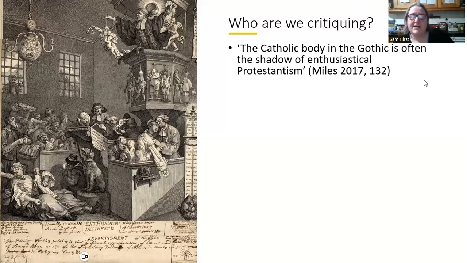So in other words, the Catholic can be a stand-in or simply a reflection of critiques that also apply to enthusiastical Protestantism. And I've picked this Hogarth picture, Enthusiasm Delineated, here as a really clear example of this visually. I won't go into all of the details because there's far too many, but these are all related to different forms of dissent or miracle claims, different religious groups, but the figure at the top is the most important.